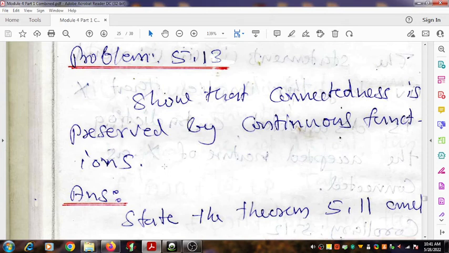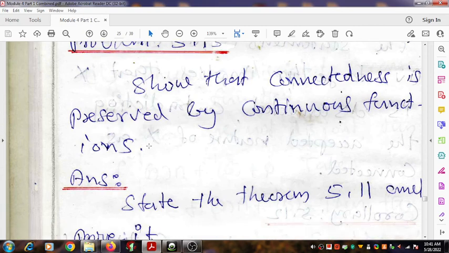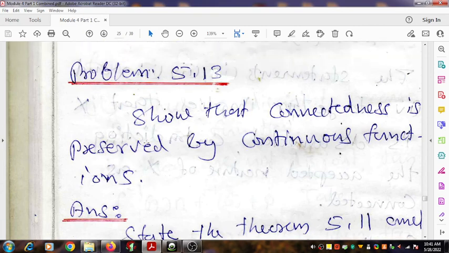And so what does it mean? It means that continuous functions can preserve the property of connectedness. In other words, if a space X is connected, and if f is a function acting continuously on the space X, its image, that is f of X, will also be connected.